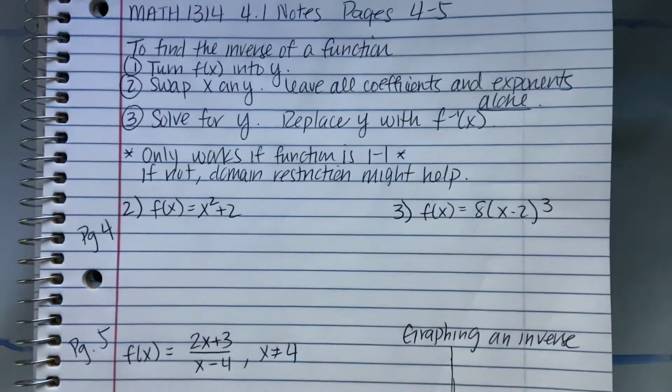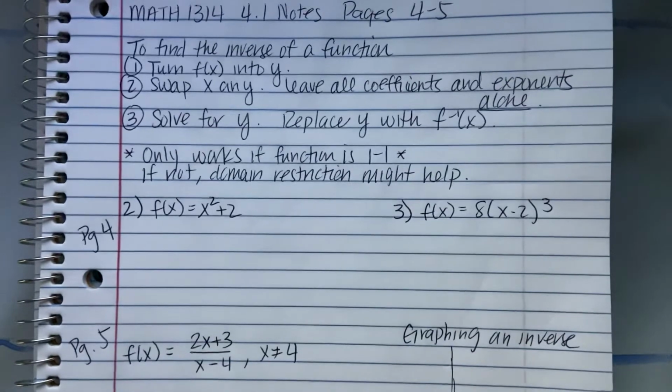So your general steps to find an inverse of a function: recall f of x is your output, so it's just y. It's not really necessary, but you switch x and y. You leave everything alone, all coefficients, exponents, and signs where they are, and only switch the x and y. Then you solve your new equation for y, and replace it with f inverse of x.